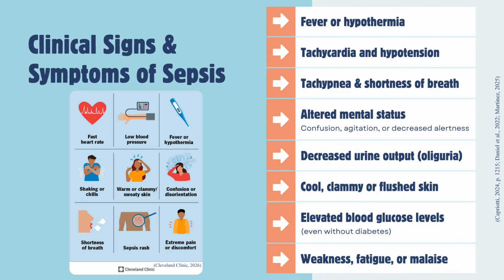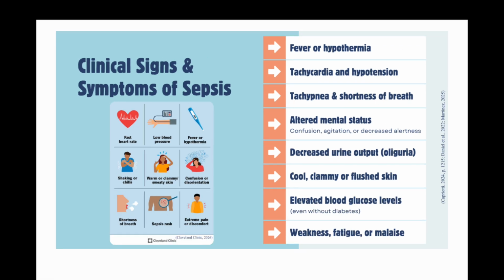Renal impairment is reflected by decreased urine output or oliguria. Patients may also exhibit cool, clammy, or sometimes flushed skin due to poor peripheral perfusion. Metabolic changes can include elevated blood glucose levels, even in patients without a history of diabetes. Overall, patients often appear weak, fatigued, and generally unwell as the infection progresses systemically.